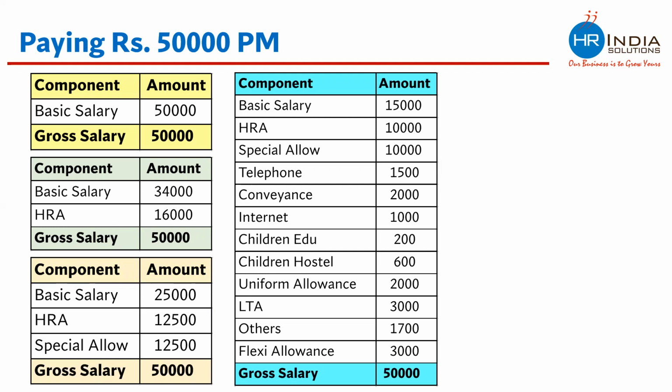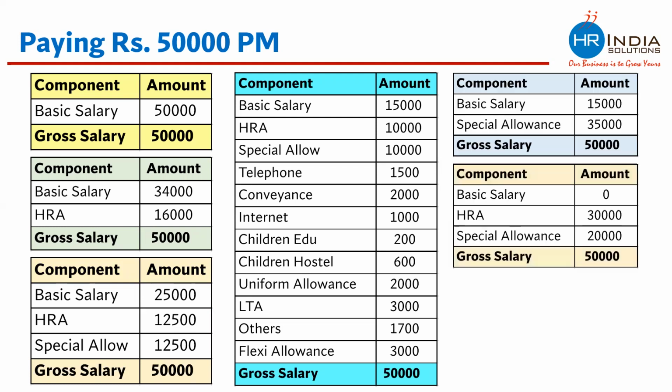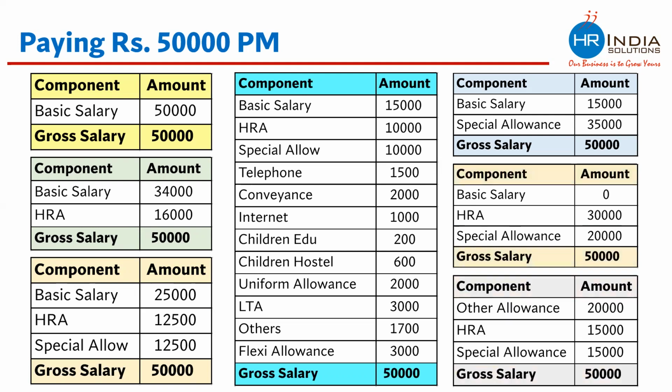There is nothing wrong. But if you want to pay 50,000 in this way, or in this way, or in this way, these are legally wrong. You cannot have these kinds of breakups. In our actual classes, we normally understand what is wrong with these and what other options for deciding 50,000 breakups are.